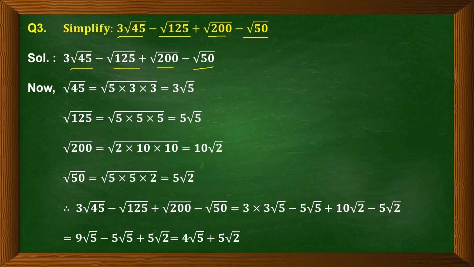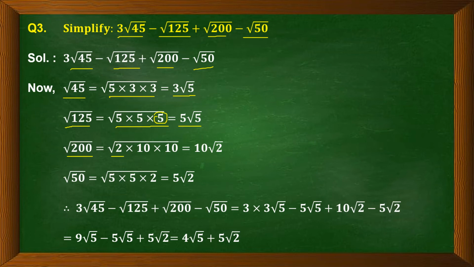So let us take the first one, root 45. 45 is 9 into 5, which further can be written as 5 into 3 into 3. Now 3 square. So root of 3 square is 3. 3 into root 5. That is the simplest form of root 45. Now root 125 factors are 5 into 5 into 5, that is 5 square into 5. Root of 5 square is 5 and further multiplied by root 5 because only one 5 is left under the root. Now we have root of 200.